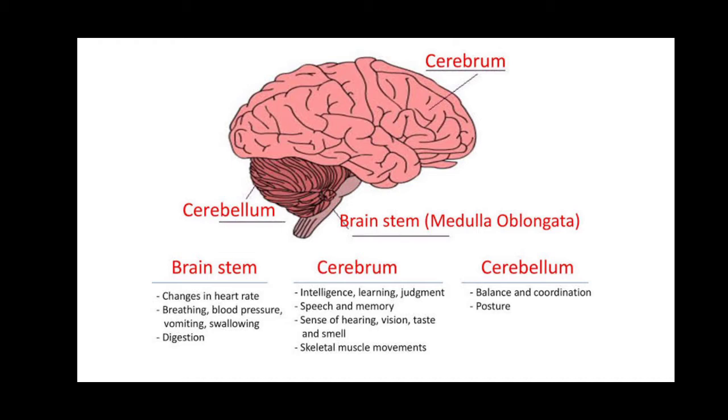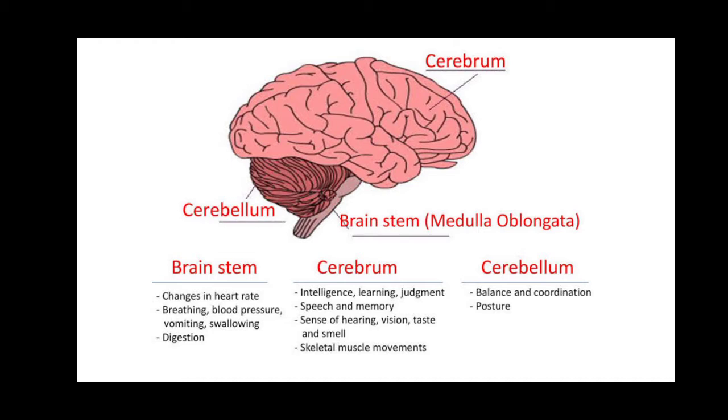Now, the three regions have three different kinds of purposes. The cerebrum is the area which mainly deals with the processing of all the different kinds of processes and activities: intelligence, memory, vision, sensory input, motor output, everything is controlled by the cerebrum region. The cerebellum maintains our body's posture, balance and the coordination of different parts of the body.